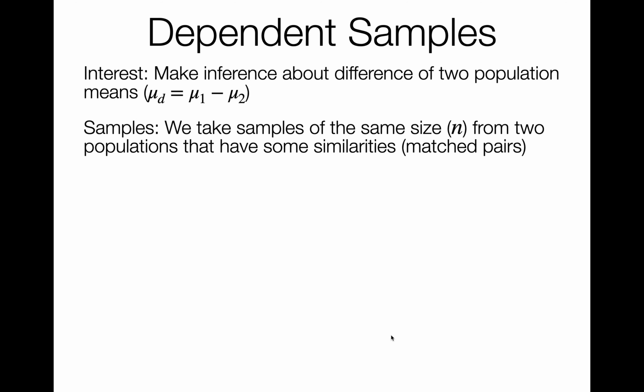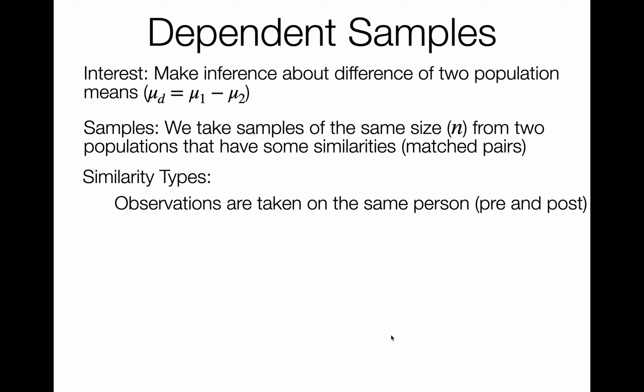So what type of similarities could I be talking about in this dependent or matched pairs case? So the first type of similarity that could occur is that the observations are taken on the same person. So that could be over time, or just at two different times.